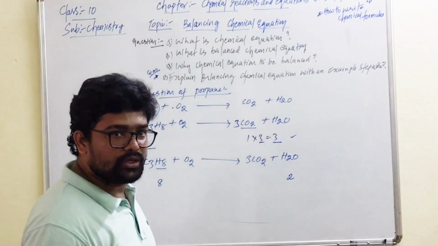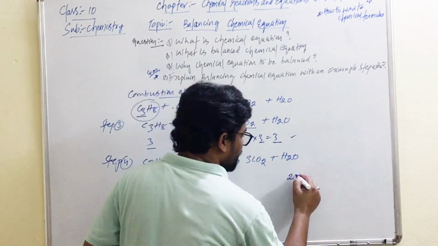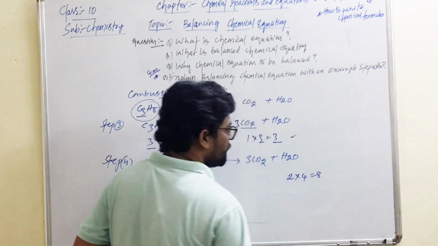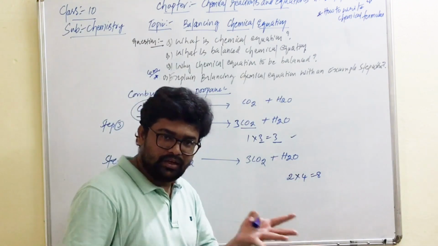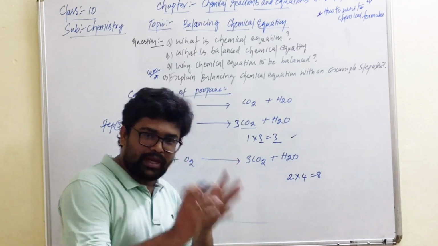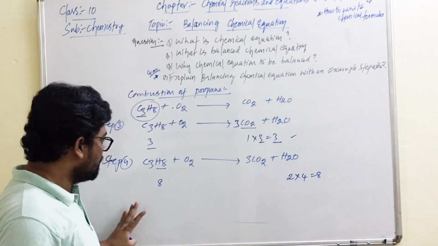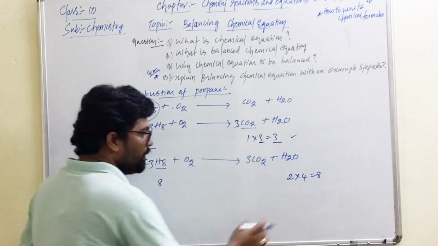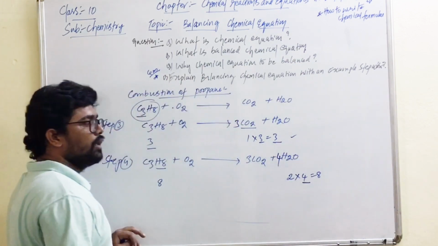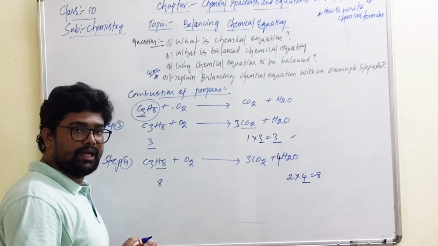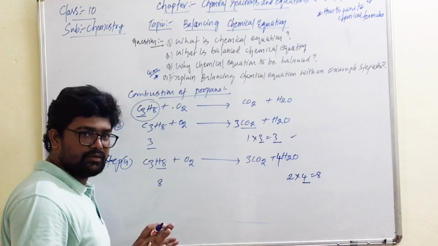Okay, now select a suitable number to be multiplied. If I multiply with 4, I will get 8, right? 2 1s are 2, 2 2s are 4, 2 3s are 6, 2 4s are 8. 4 से multiply करोगे तो आपको 8 आएगा, right? Which is equal on both the sides. Okay, now place this number 4 before H2O. Now the number of hydrogens are balanced. Is it clear? ठीक है.